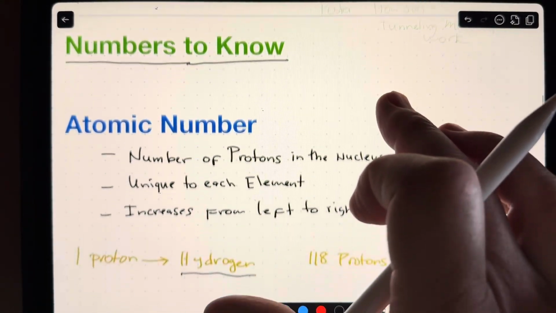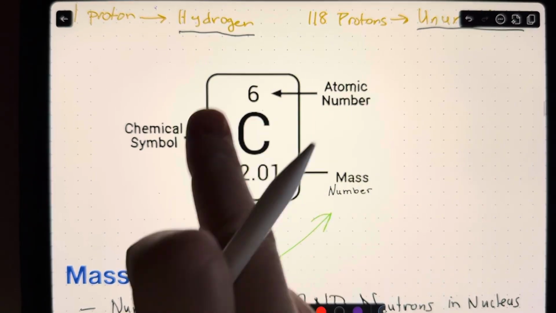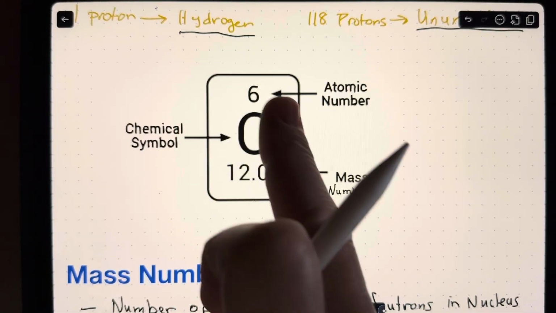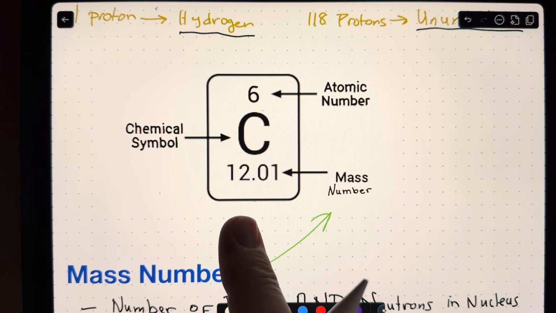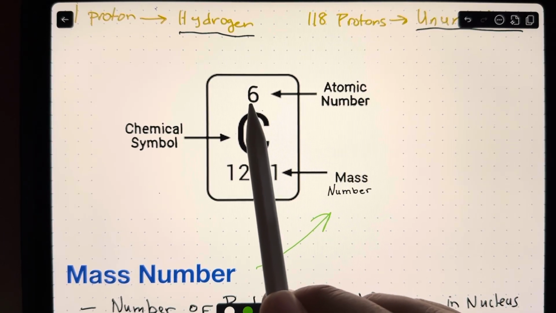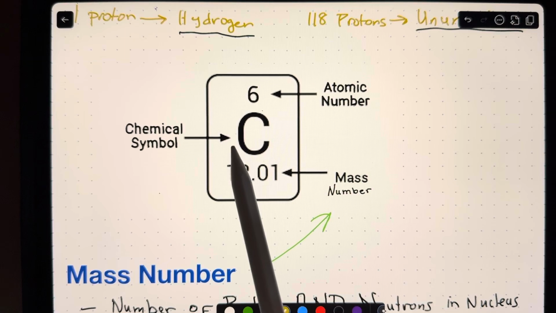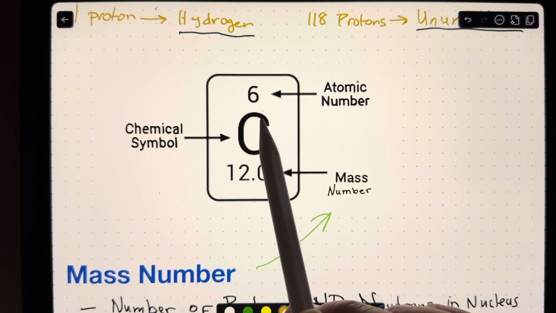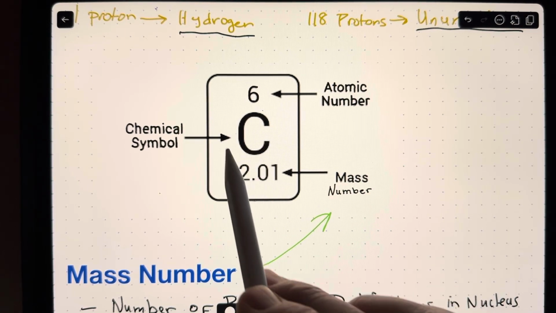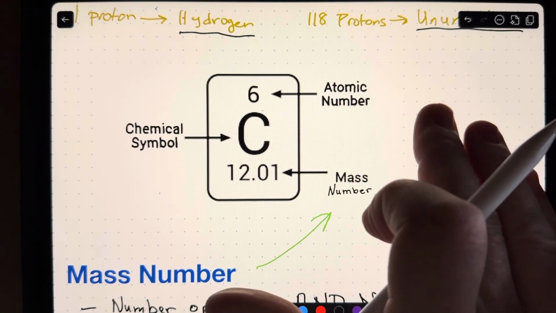Now, numbers to know. If you had your periodic table and you looked at the element carbon, it would be set up something like this in its tile. The atomic number is up here, and carbon has 6. Then the chemical symbol would be in the middle. It's a big capital letter, and down below you have the mass number, which we're going to get to in a minute.